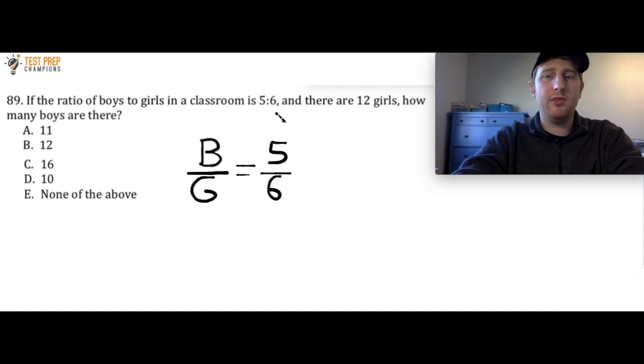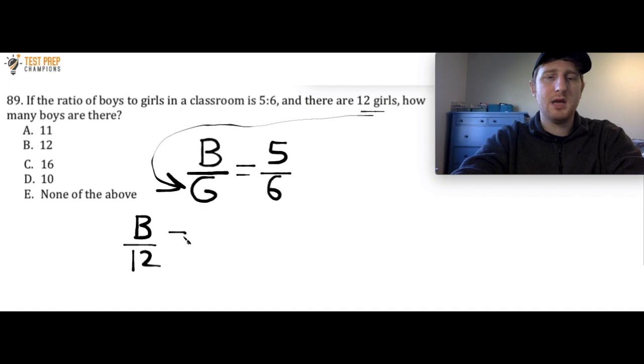Now, we're told that there are 12 girls, so I can plug 12 into the equation for G. Let me show you what that looks like. If I rewrite, I'll have B over 12 equals 5 over 6.